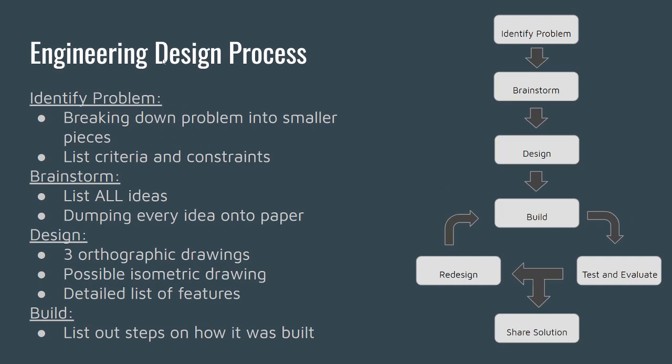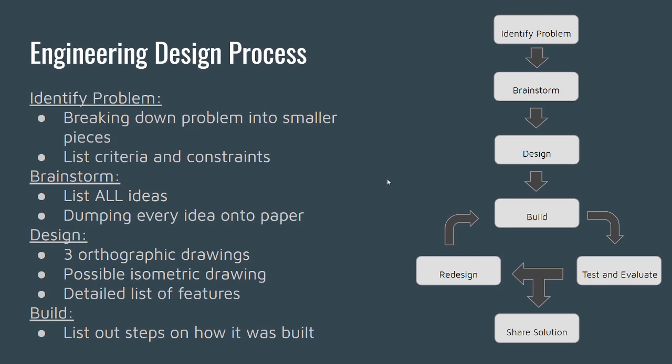First thing that we have here is the engineering design process. The first step of the engineering design process is to identify the problem. We do this by breaking down the problem into smaller pieces, and at this time we also list the criteria and constraints. So criteria, what exactly are we trying to get to do? What does our solution need to do? And what are some restrictions?